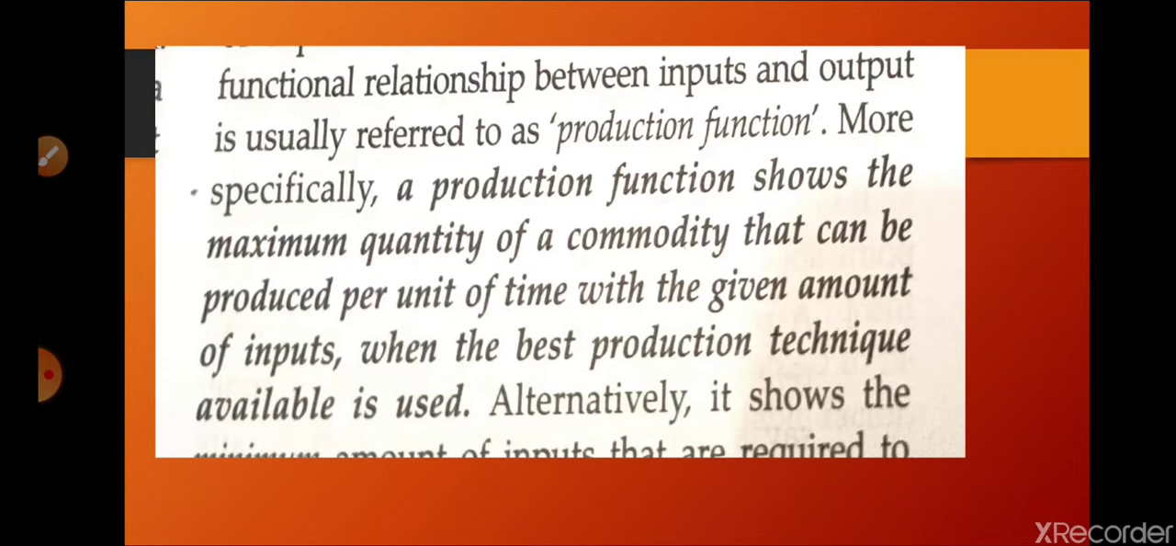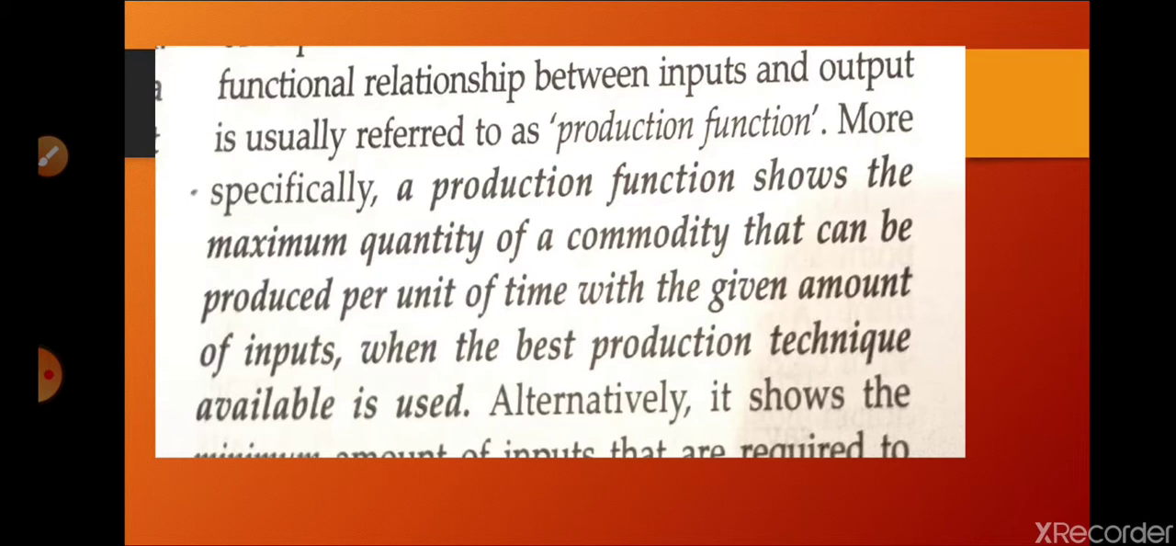So the quantity of a commodity produced by a firm depends on different factors of production. The production function may be expressed in the form of a table, graph, or algebraic equation. On page number 118 of your book, two equations are given, which also show the production function. You can go through that one.